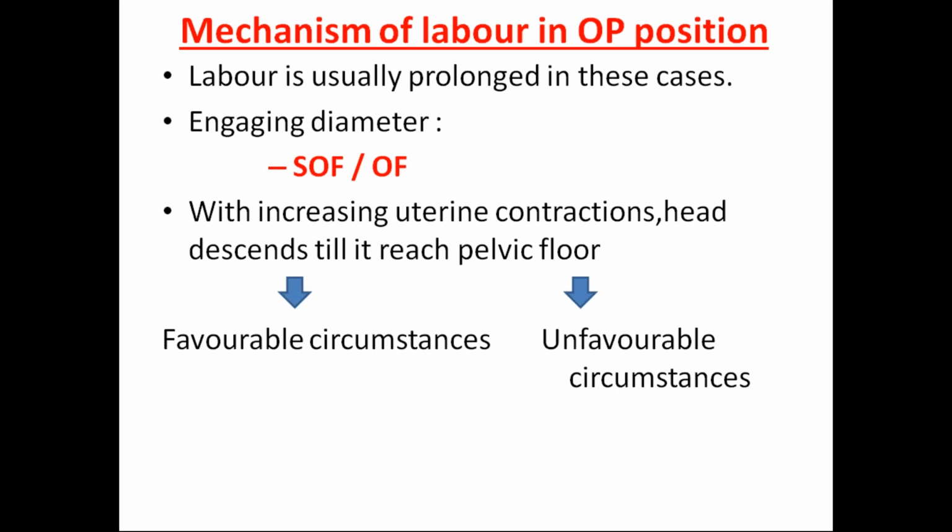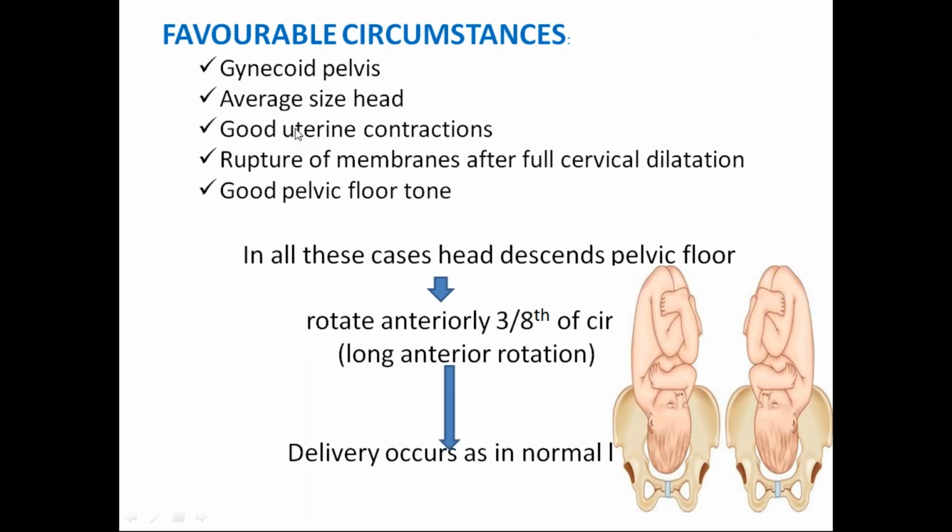in 80% of the cases, long forward internal rotation will occur. The so-called occipito-posterior will become occipito-anterior, and then the normal labor will occur. In unfavorable circumstances, that is, so what are favorable circumstances? Good gynecoid pelvis, average size, good uterine contractions, rupture of the membranes.